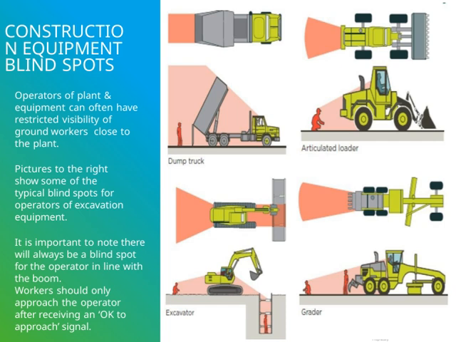It's very important to remember that there will always be a blind spot directly in line with the boom of the equipment. This means that workers should never approach the machine from that area without proper communication. Workers should only approach the operator after receiving an explicit OK to approach signal. This ensures that everyone is on the same page and helps prevent accidents. So, in summary, understanding these blind spots and maintaining clear communication are key to keeping everyone safe around construction equipment.